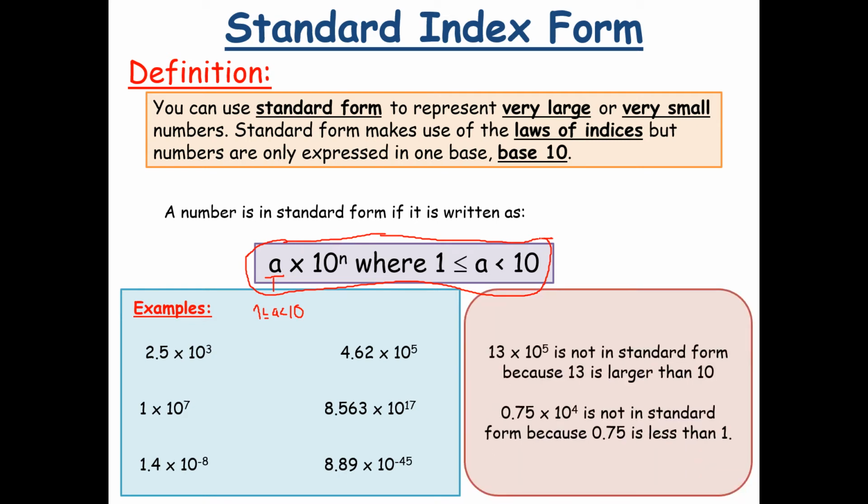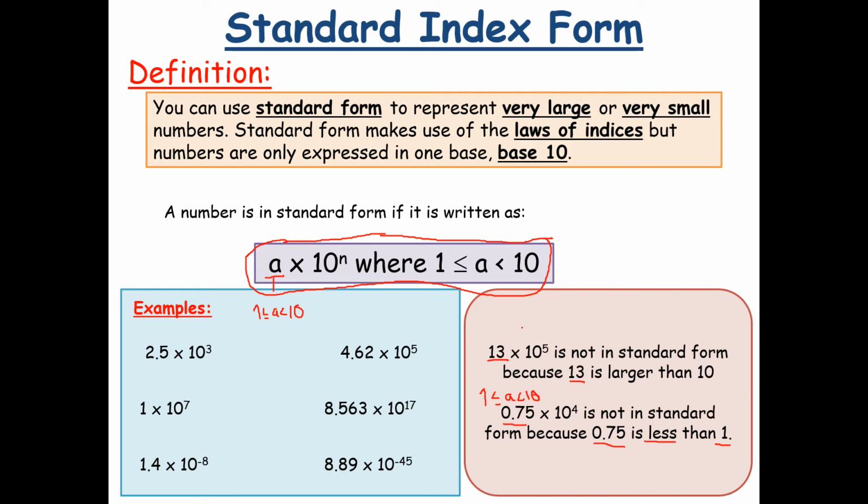Now these are a couple of non-examples. So 13 times 10 to the power of 5 is not in standard form. And why is that? It's because 13 is larger than 10. It's an expression, but it's not in standard form because 13 is bigger than 10. And another example here that isn't standard form is 0.75 times by 10 to the power of 4. This is not in standard form because 0.75 is less than 1. And remember, this number here, the same as this one here, has to be between 1 and 10, and they are not. Therefore, they're not in standard form.